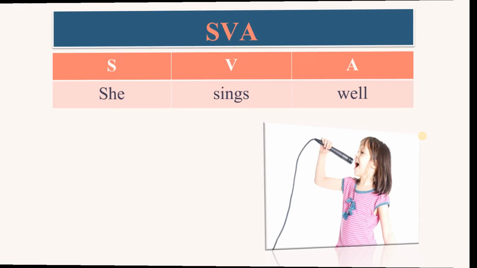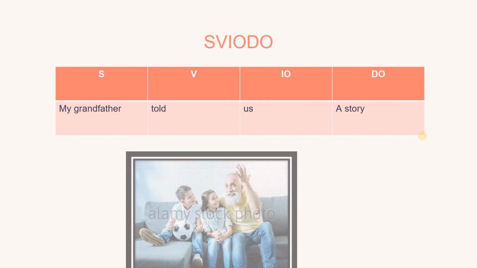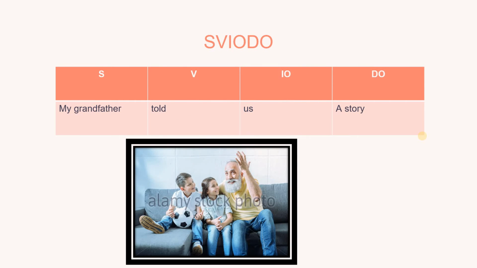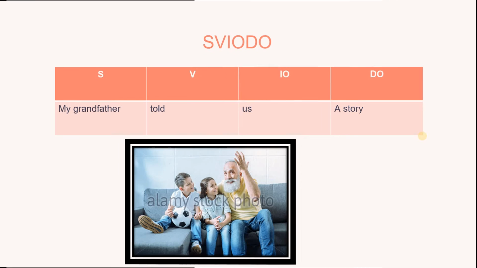How? SVIODO. My grandfather told us a story. My grandfather is the subject. Told is the verb, us is the indirect object, a story the direct object.